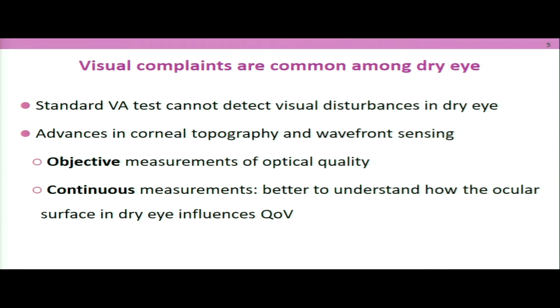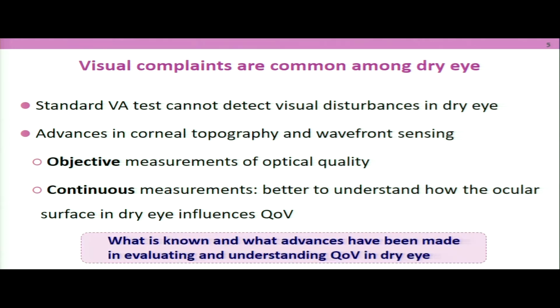But recently, as you know, there have been numerous advances in corneal topography and wavefront sensing. They can help us measure optical quality objectively, and also enable us to measure it continuously, to better understand how the ocular surface in dry eye influences quality of vision. So in my talk, based on our previous study, I'd like to share what is known and what advances have been made in evaluating and understanding quality of vision in dry eye.